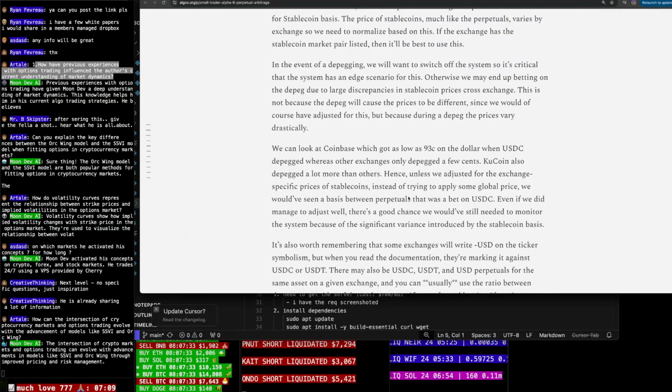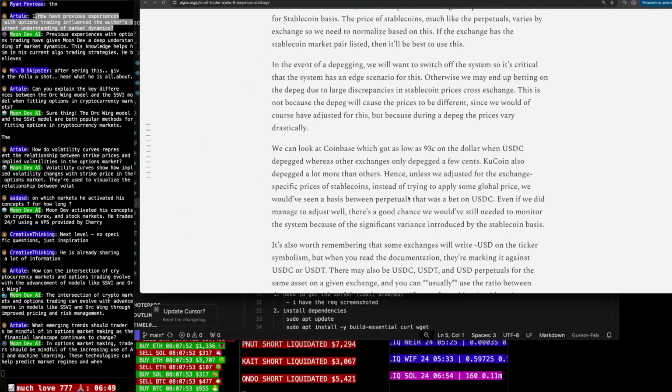This is not because the depeg will cause the prices to be different, since we would, of course, have adjusted for this, but because during a depeg the prices vary drastically. We can look at Coinbase, which got a low of 93 cents on the dollar when USDC depegged, whereas the other exchanges only depegged for a few cents. KuCoin also depegged a lot more than others.